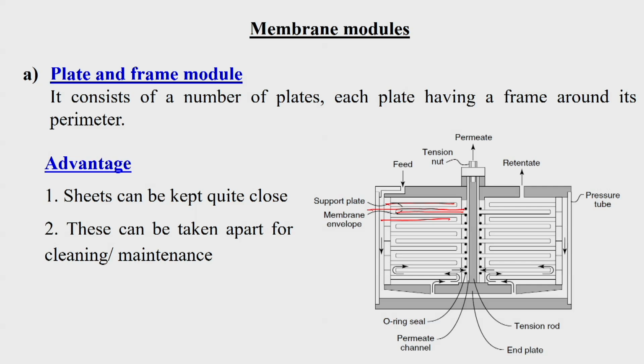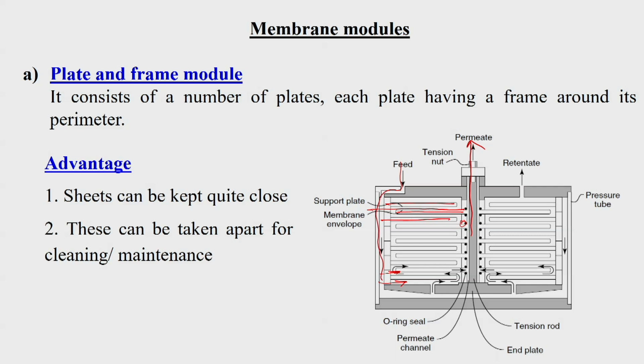Then the feed will be entering through the frames, and in some cases sunrise-type grooves are there. Through these grooves, and from the corner of the plate, the permeate will be collected in a common header and taken out from this plate and frame membrane module. It is simply a plate and frame filter type.